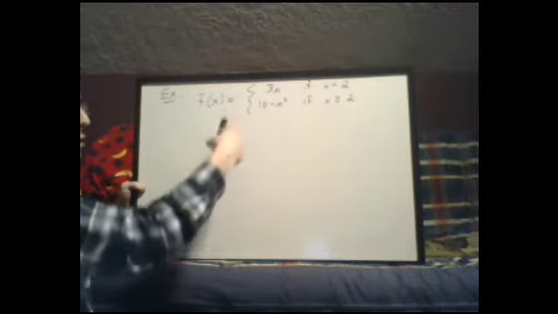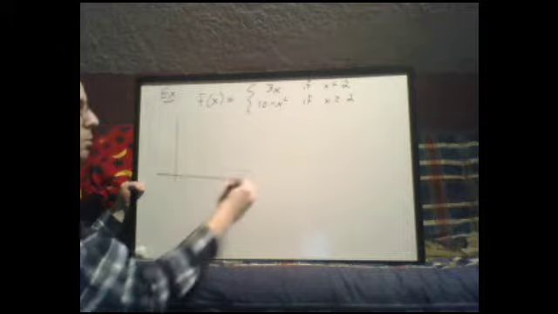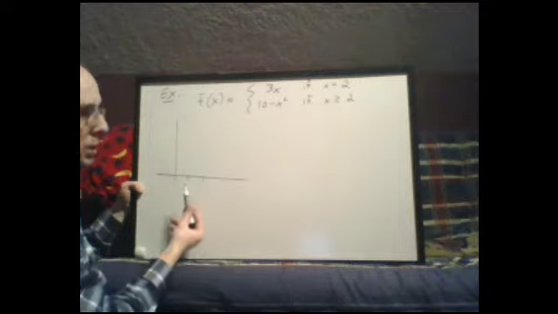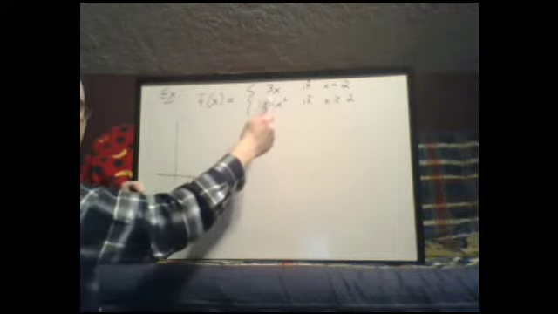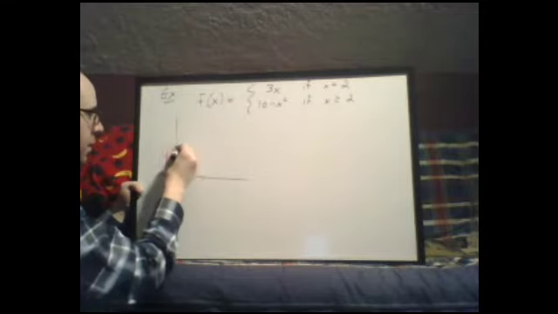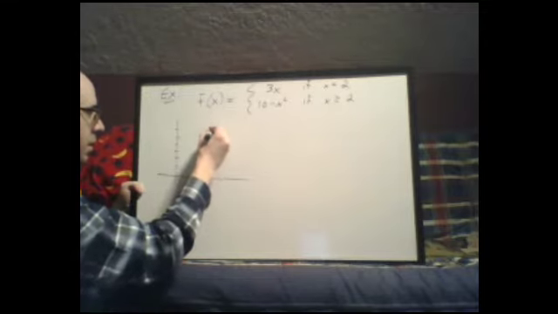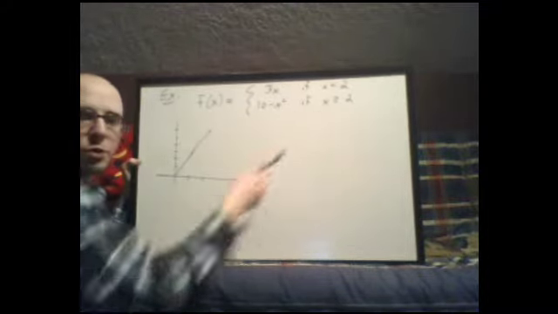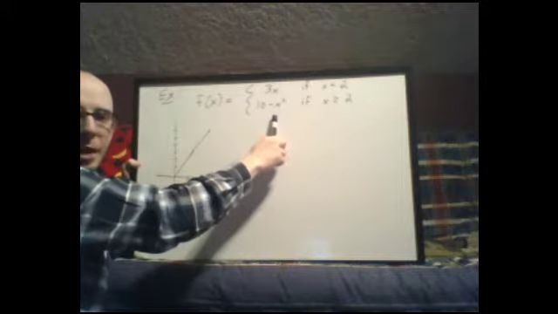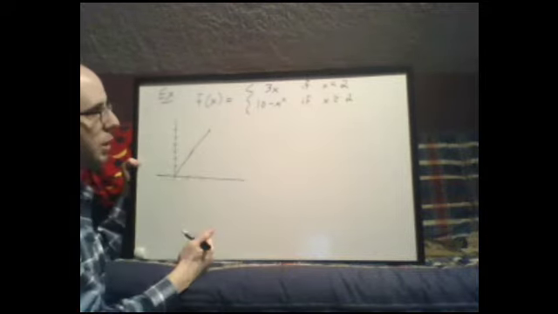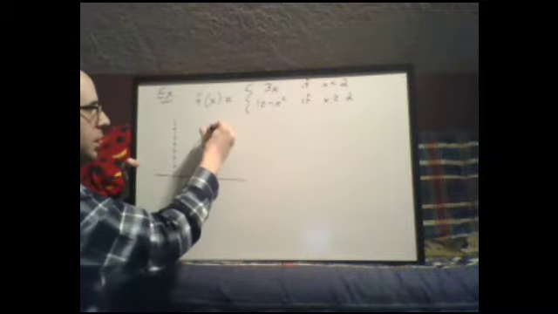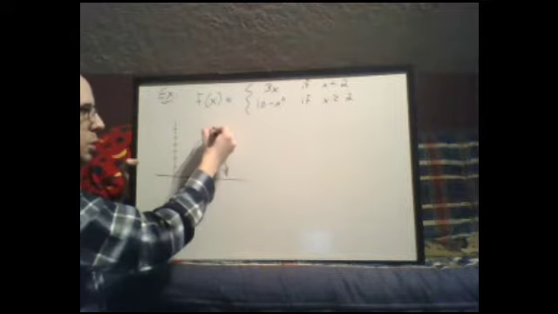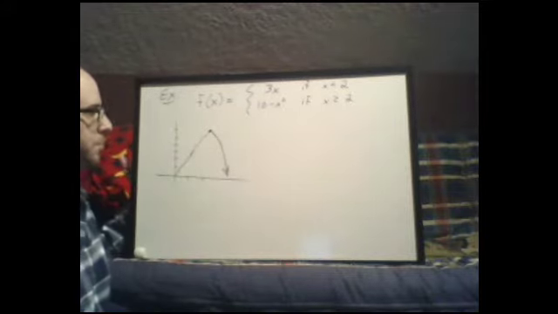Alright, so if I were to graph this piecewise function, from 0 to 2, for example, it's a straight line with slope 3. From 2 onward, it's now a parabola. 10 minus x squared is a parabola that opens downward. So it's now a curve, and there's a sharp corner right there at x equals 2.